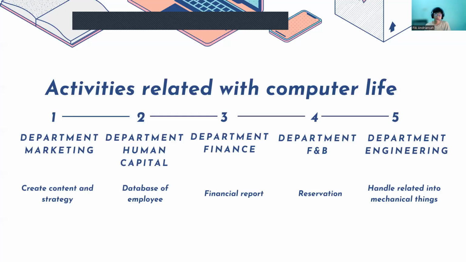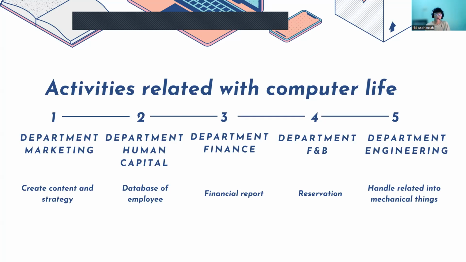And then next, the activities related to computers. Basically every company already has its own departments or divisions. These divisions or departments, such as marketing, human capital, finance, F&B, and engineering, have a relationship with computers. In Atria Hotel Malang, we have around five departments that have connections with computers. First, we have the Department of Marketing. And then the second one is the Department of Human Capital, the Finance Department, F&B Department, and Engineering Department.